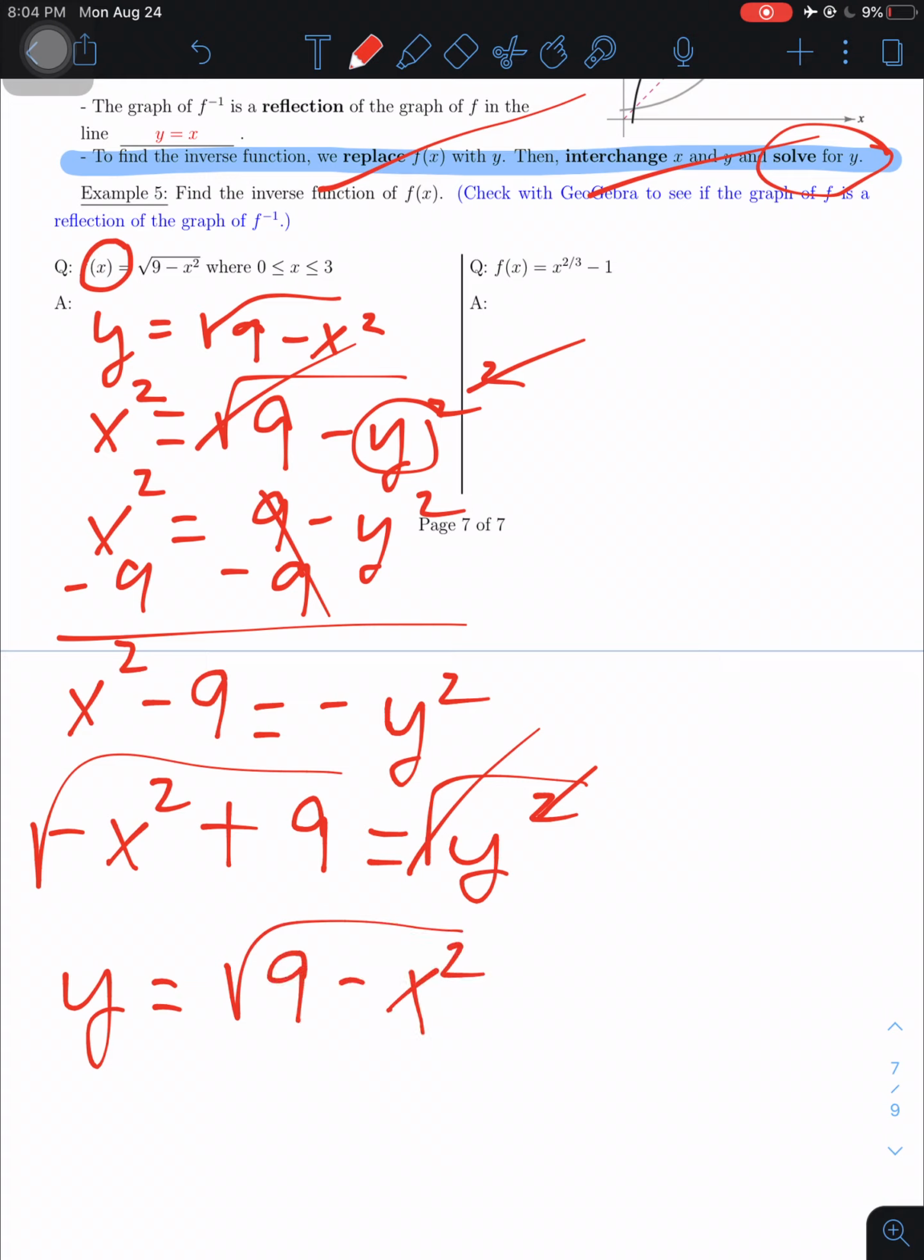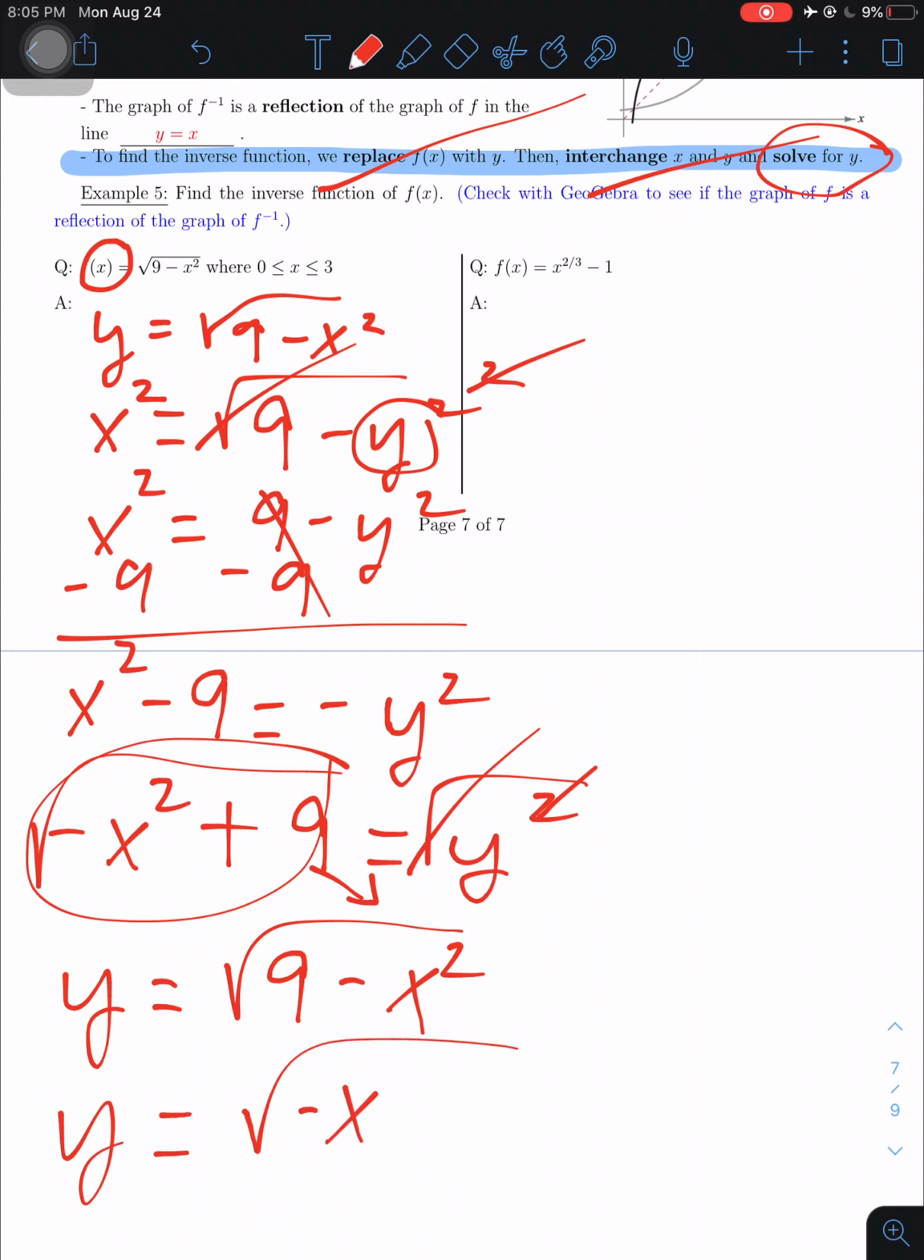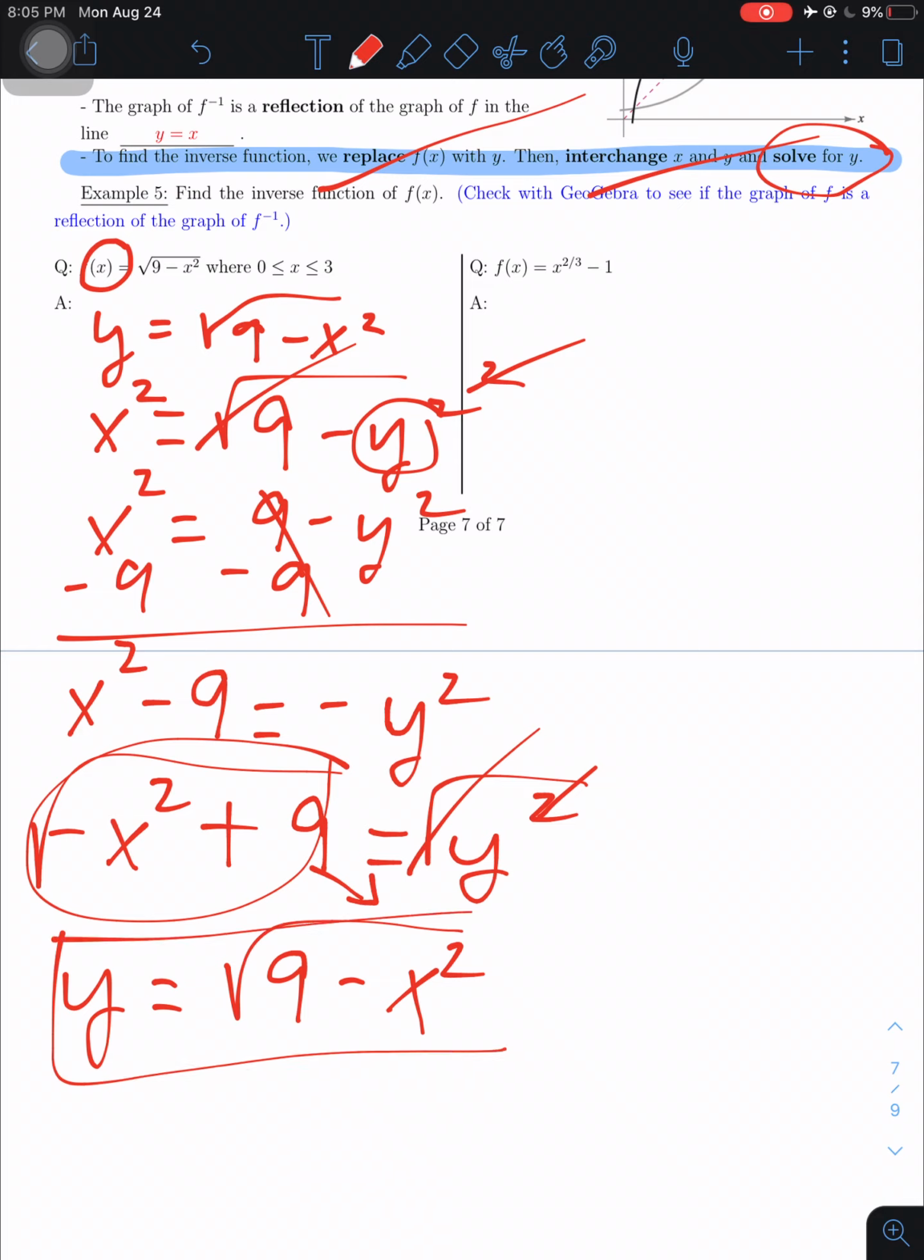Some people might ask me, why don't I just copy this one and write it down here? Personally, I don't like having the negative in front. That's why I moved the 9 and the negative x squared like this. But it doesn't matter if you give me y equals the square root of negative x squared plus 9. This works too. That's also a good answer. So this one is the final answer. Let me box it out to make it official.